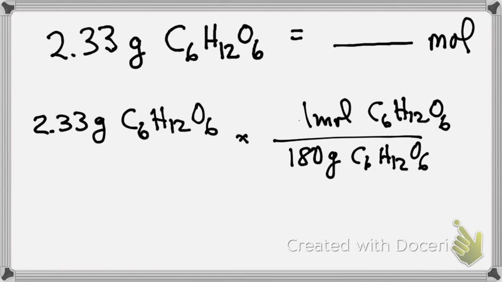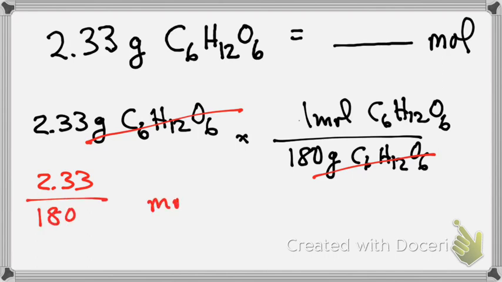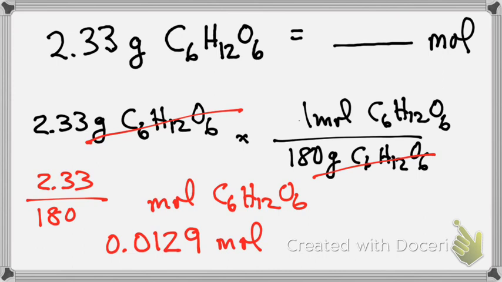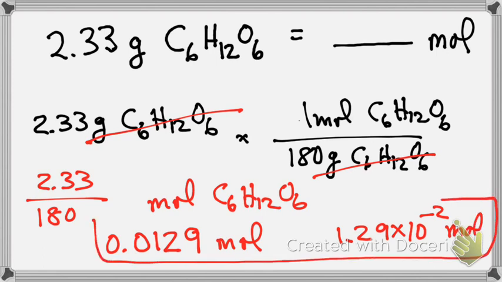By the way, this is not only the formula for fructose, but also glucose, galactose, mannose, cellobiose, et cetera. There are 16 structural isomers of this particular kind of carbohydrate. So when I simplify, it's just going to be 2.33 divided by 180 moles of C6H12O6. So 0.0129 moles. You could also say 1.29 times 10 to the minus 2 moles. Either of those answers would get full credit.